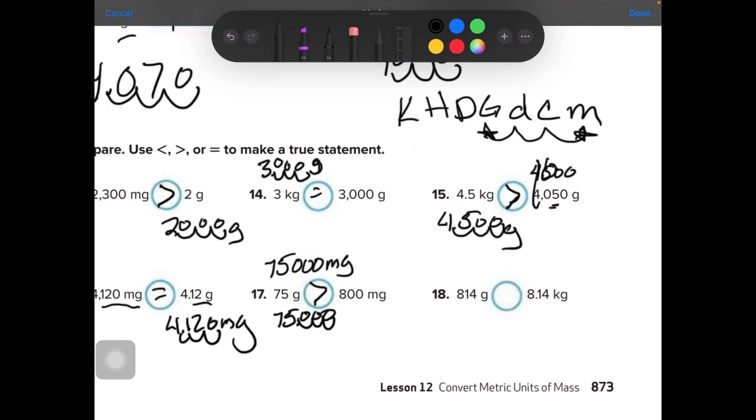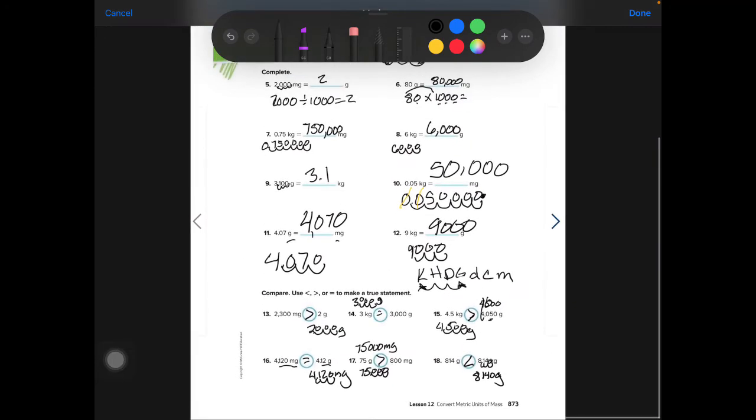Okay, number 18. 814 grams versus 8.14 kilograms. So again, we have grams and kilograms. So grams is definitely the smallest. So 1, 2, 3 spots for the kilograms. 1, 2, 3. Add a placeholder 0. We'll have 8,140 grams. And you can see that 8,140 grams is bigger than 814 grams. So there's our proof. Woof.